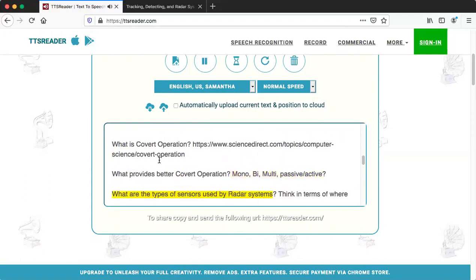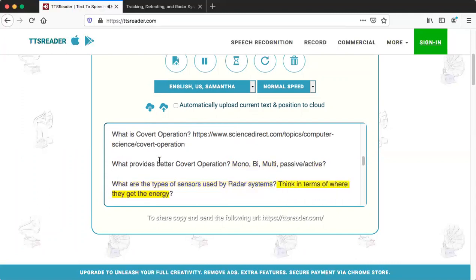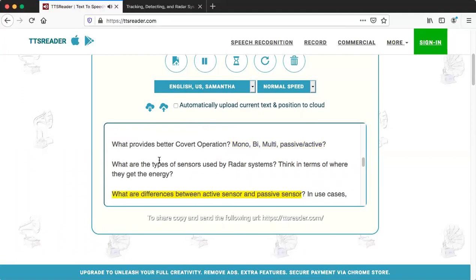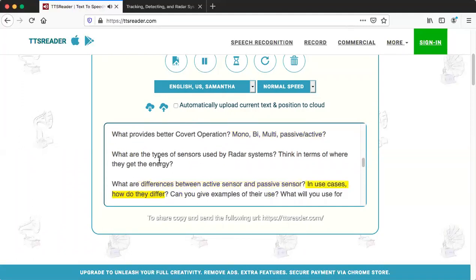What are the types of sensors used by radar systems? Think in terms of where they get the energy. What are differences between active sensor and passive sensor? In use cases, how do they differ? Can you give examples of their use?